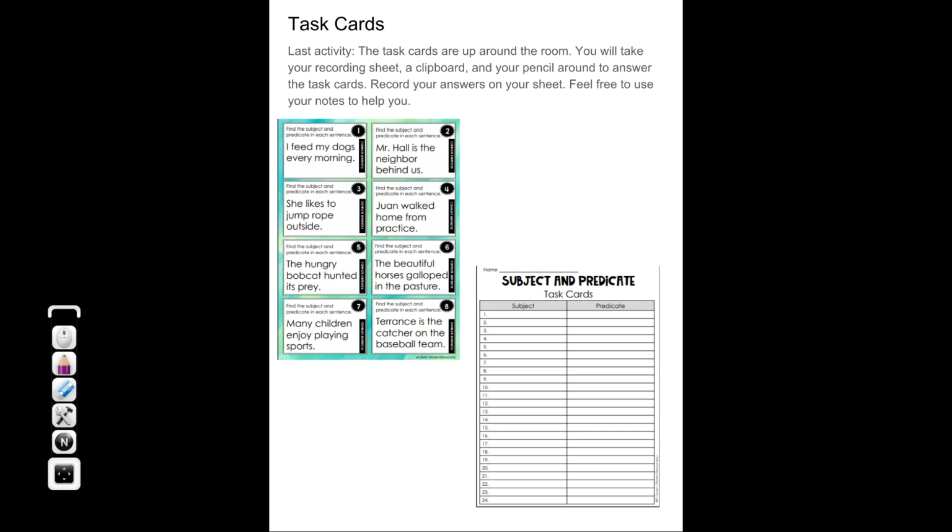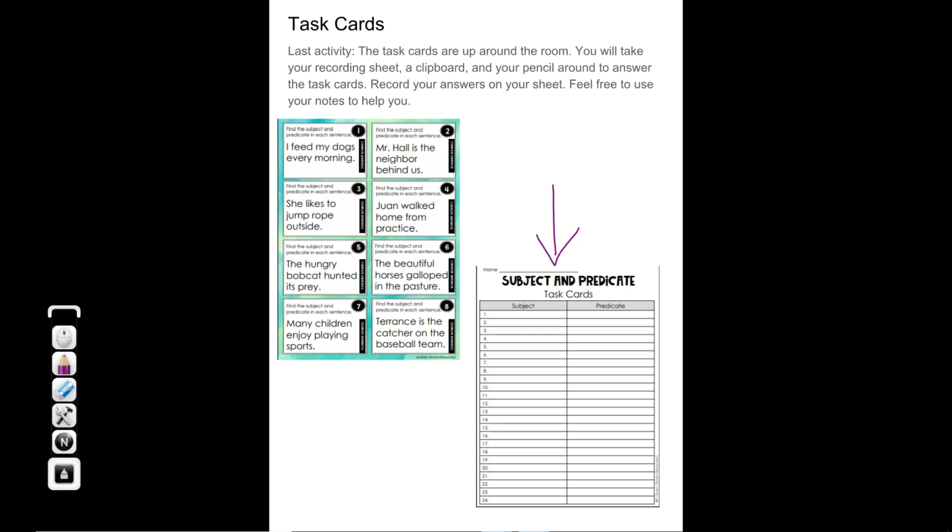This is hopefully going to be a little bit fun and you don't feel like you have to stay in your seat. So we have these task cards and they're going to be up around the room and you'll see them. You're going to take your recording sheet, which is this right here. And you're going to take your clipboard and a pencil and put that recording sheet on your clipboard. And you're going to go around and record your answers on that sheet from the task cards.